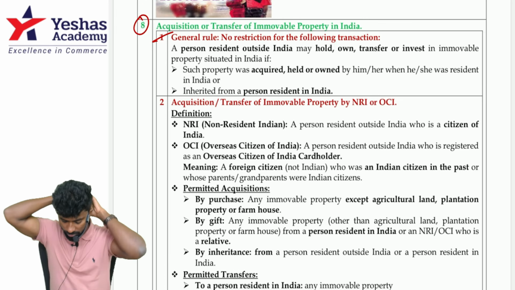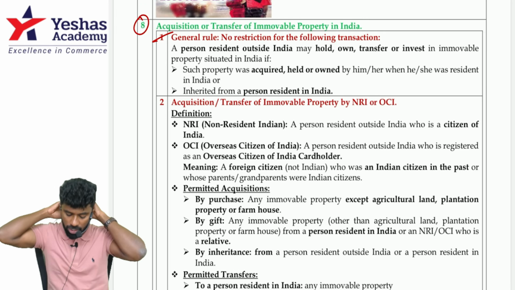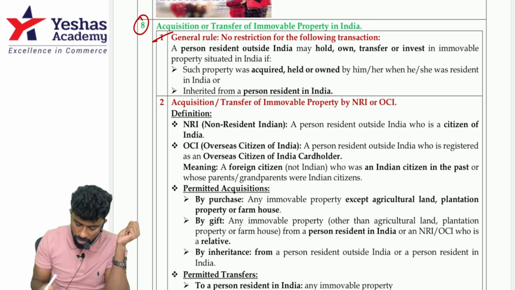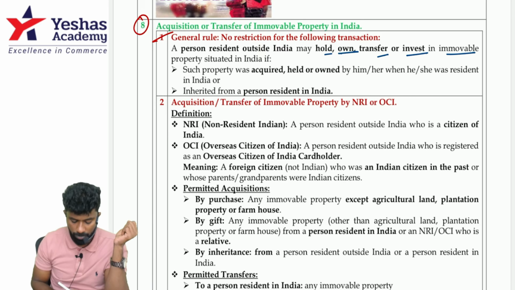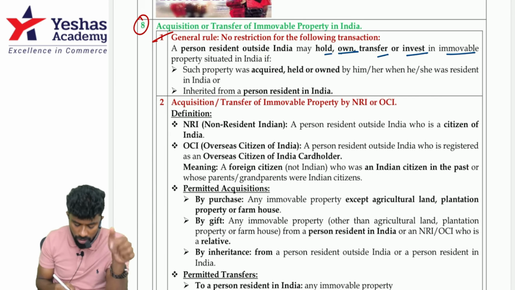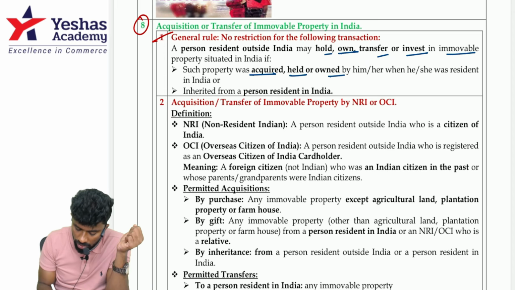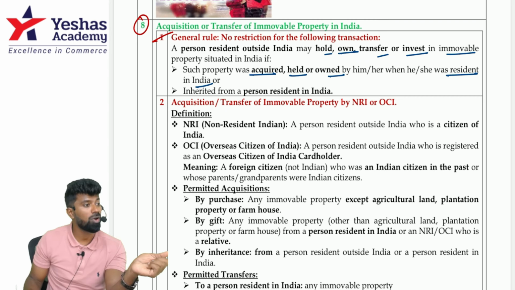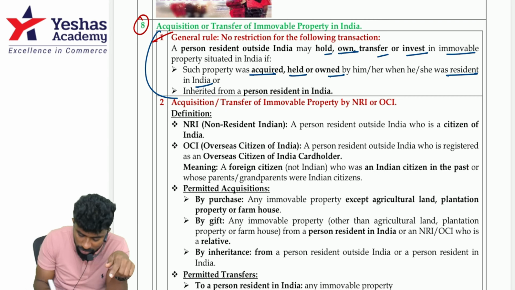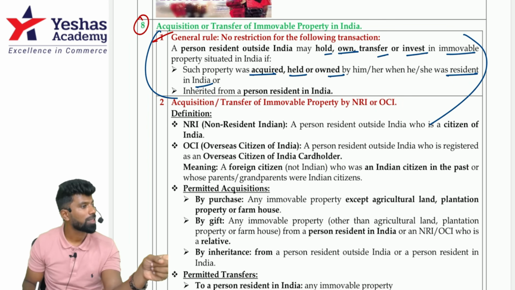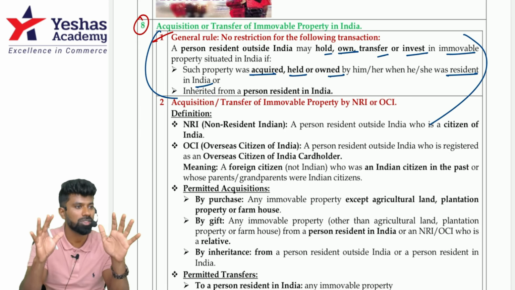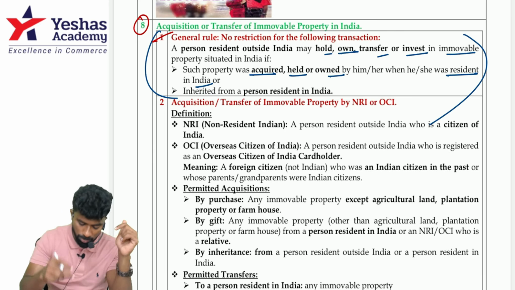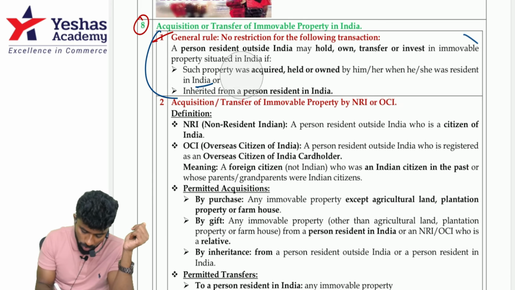General rule. What rule? A person resident outside India, can he hold, own, transfer, invest in what property? Resident where? In India. If such property was acquired, held, owned by him when he was resident in India or inherited from a person resident in India. Tell me, this provision is which section number? Section 6, subsection 5. Very good. It is allowed. There is no requirement of whose approval? RBI's approval.